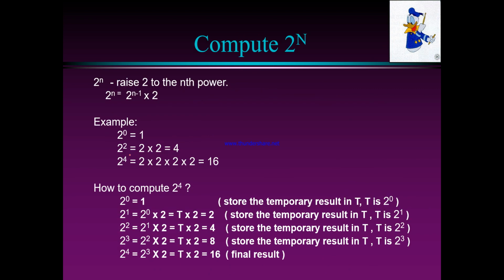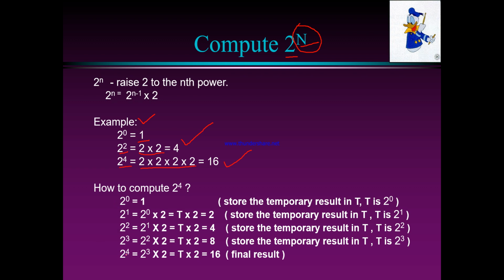Let's see another example, the 2 power n. So it means that we need to have a loop statement for n, and 2 is constant, so we need to multiply 2 n times. Here in the example you can see 2 power 0 means the answer 1, and 2 power 2 means that multiplying 2 two times results in 4. 2 power 4 means multiplying 2 four times to result in 16.